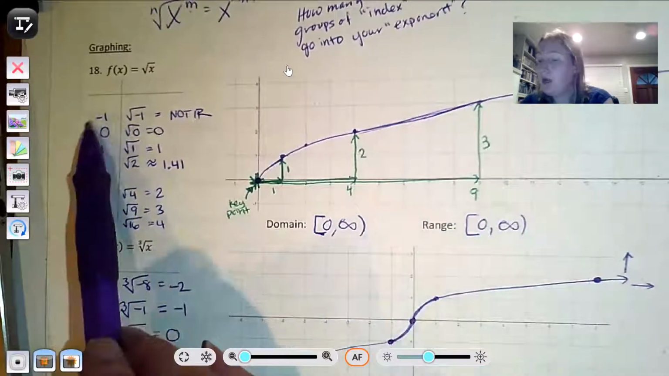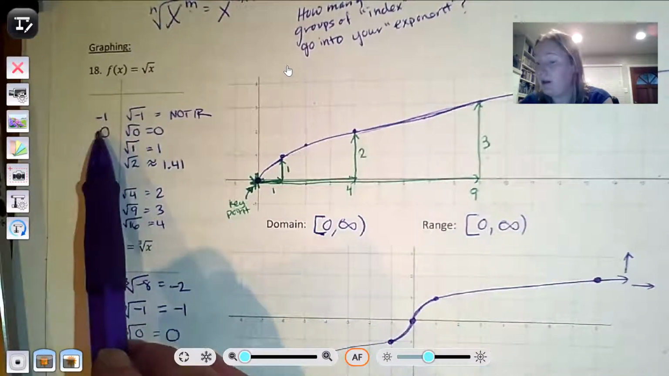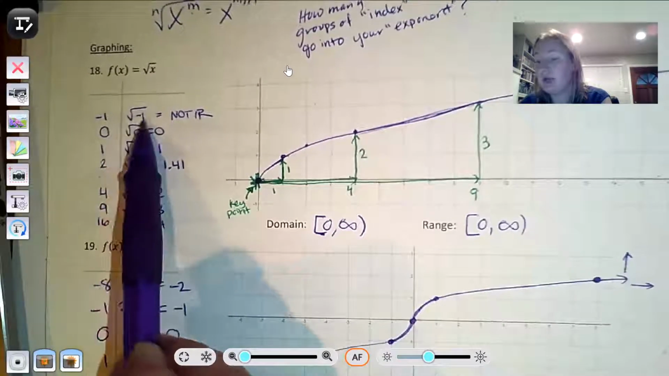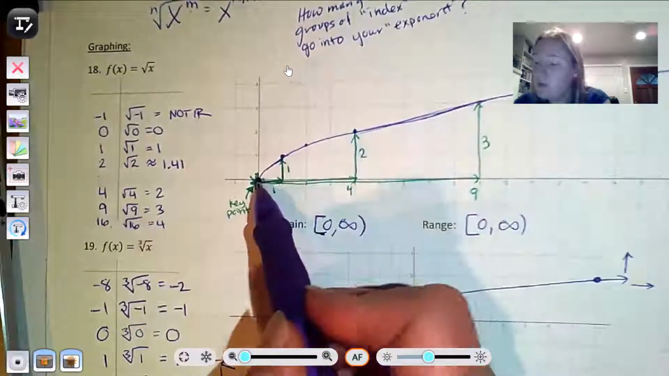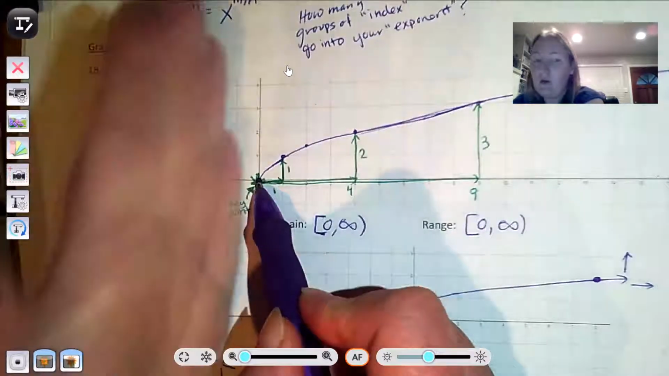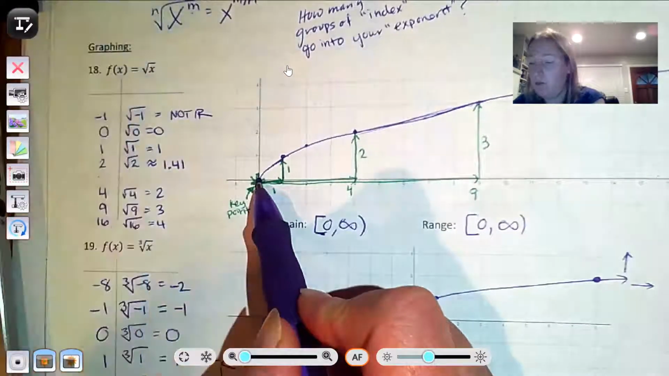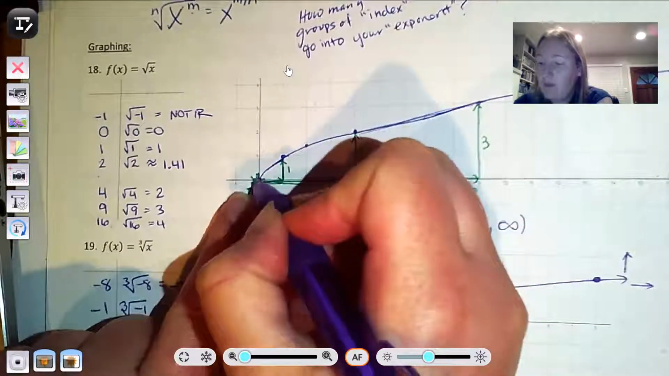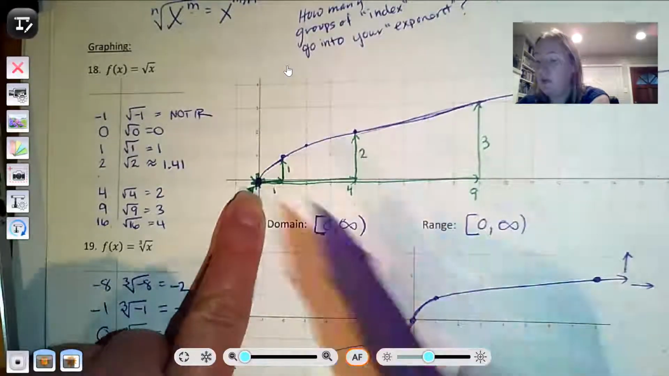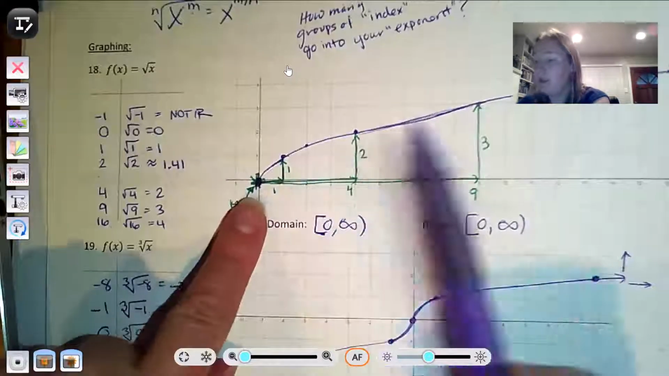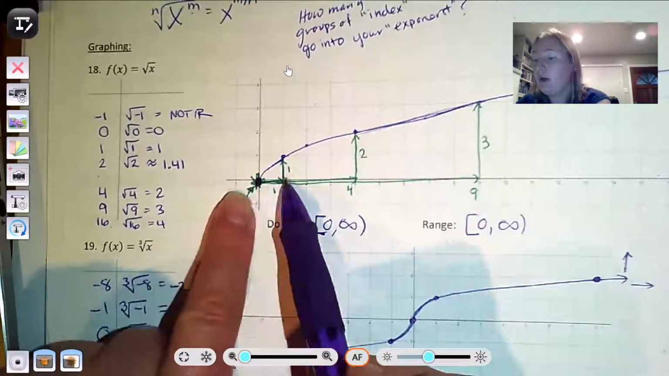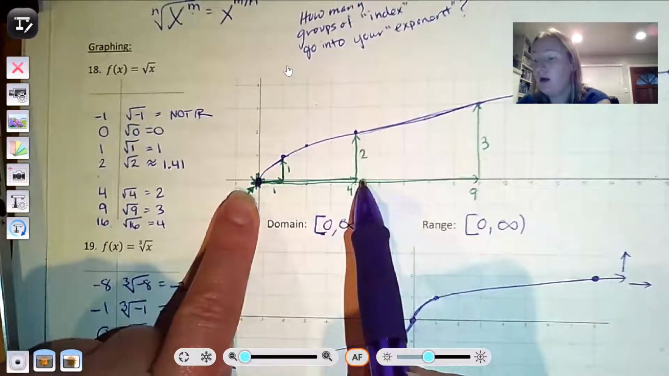So we can't plot anything below a negative for x, because again, it would be not real. Even index with a negative, not real. So that's why my starting point is here, and I don't have anything graphed where the x's are negative. So I start at 0, 0, and I plotted these other points, but the pattern really is that when you take the square root of 1, you get 1. When you take the square root of 4, you get 2.